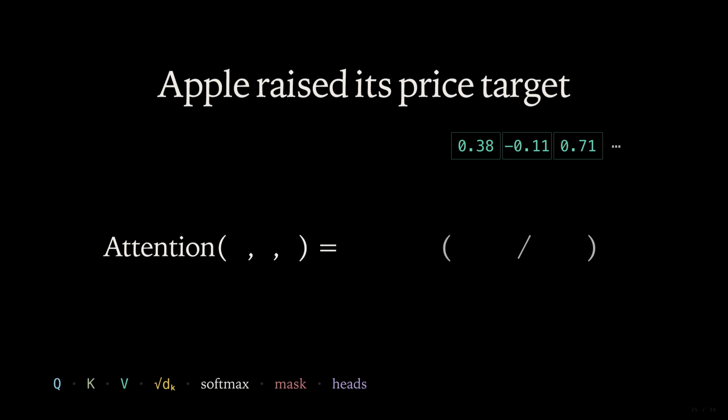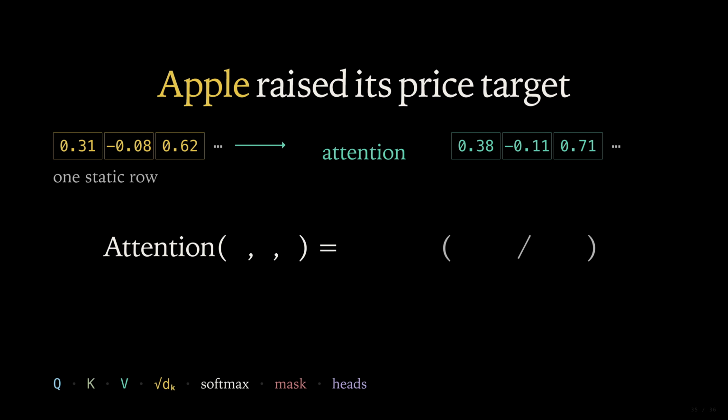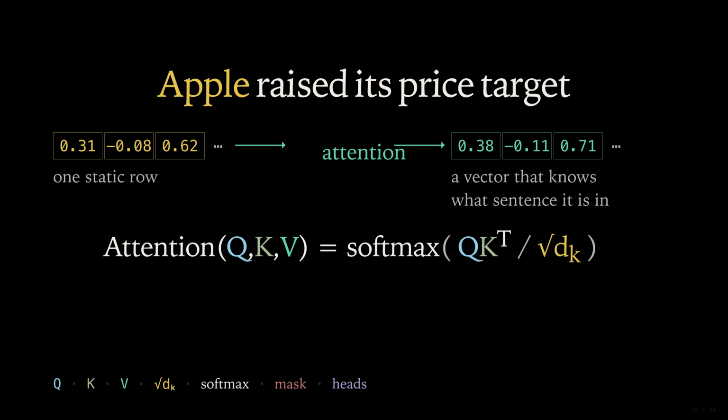So Apple raised its price target. One static row goes in, attention runs, and what comes out the other side is a vector that knows what sentence it is in. The query asks, the key answers, and the dot product scores the match. Scaling keeps Softmax sane. Softmax produces the weights and value carries the content. Read that equation again now.